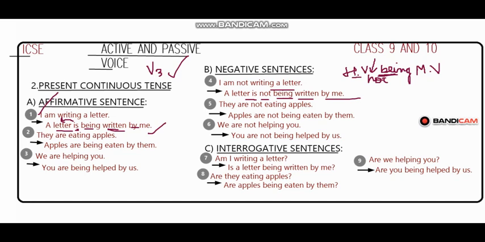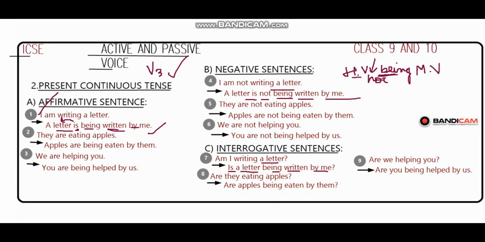Now next are our interrogative sentences, okay. So I think now these are very much simple to you. You are just getting the things. So, am I writing a letter? We know that we are putting our letter first, so according to our letter, instead of am, is will come. So, is our letter being written by me? And the question mark is a must.